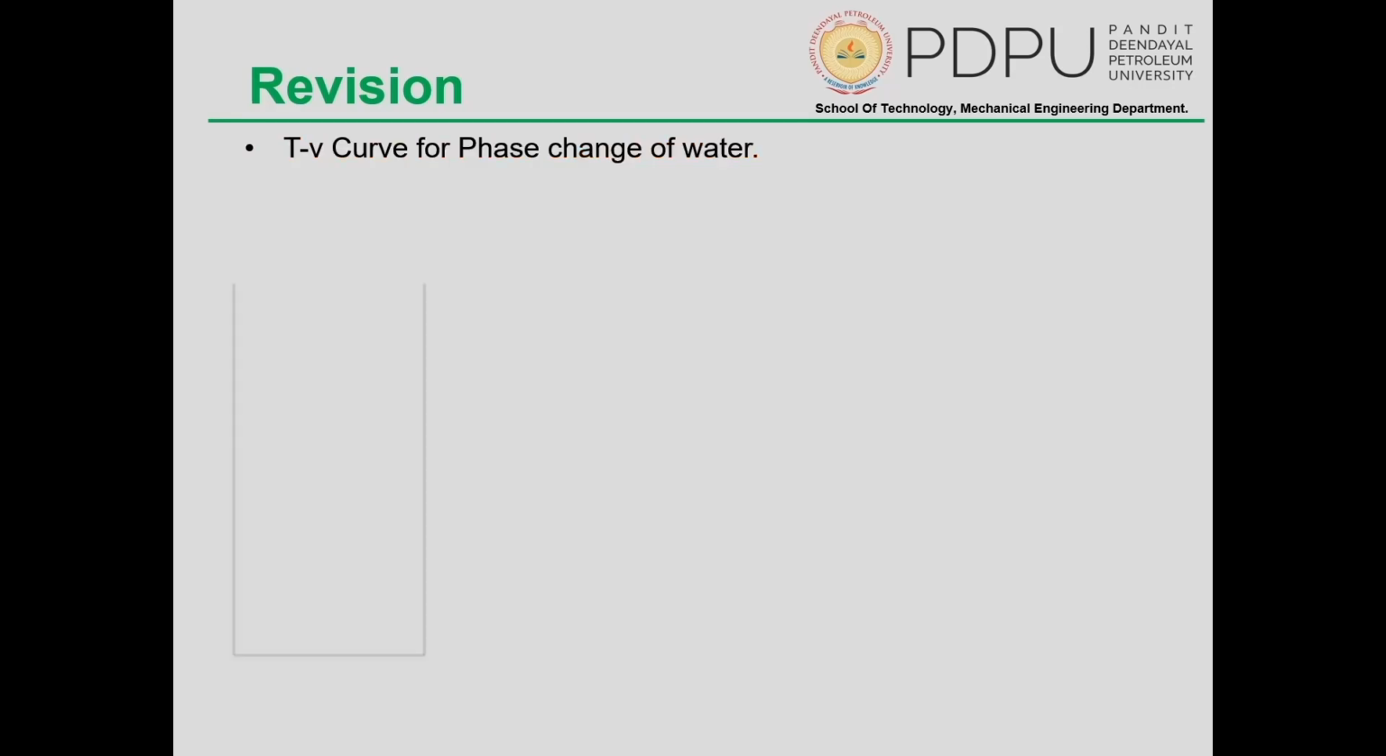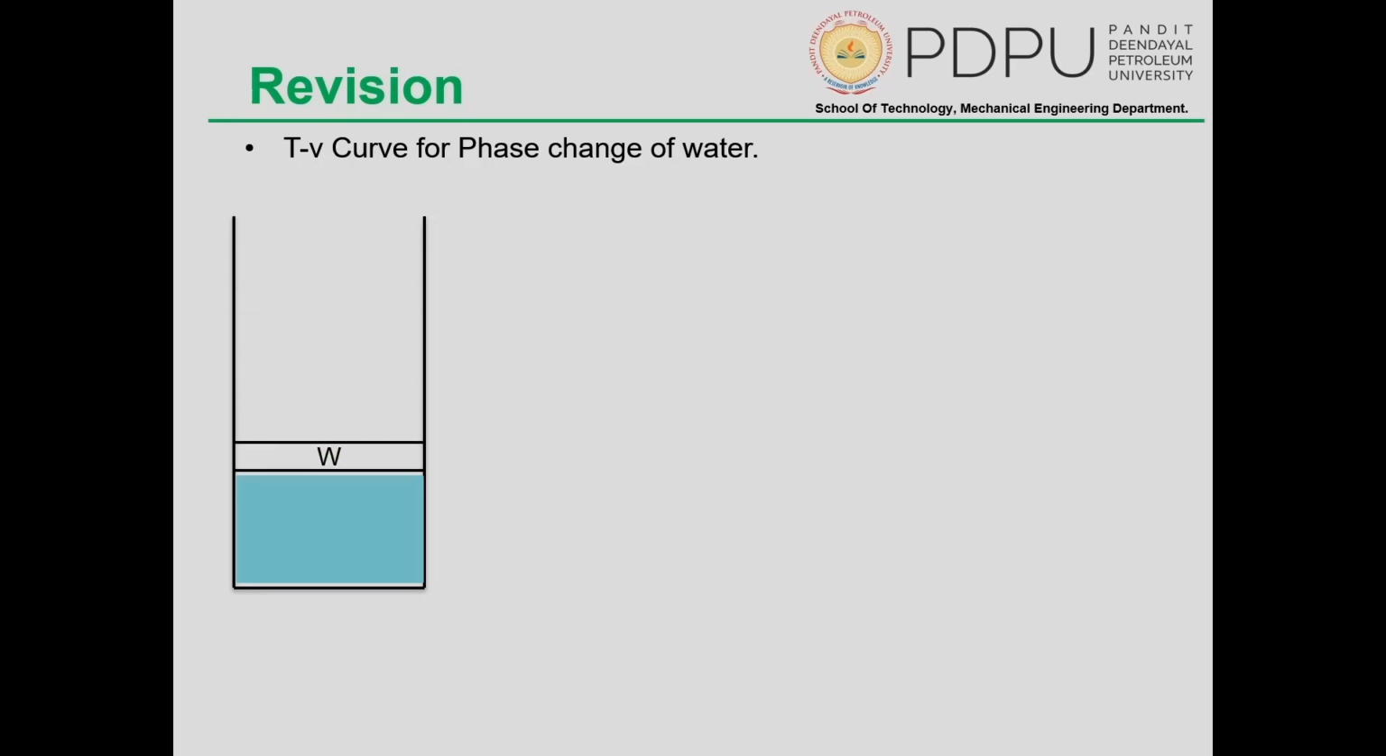So in this one, we had taken an experiment in which there was a cylinder with the area of, let's say, small a. In this cylinder we had put a certain amount of water, and on top of that we had put a piston with the weight W. So what we wanted to do was plot the temperature and specific volume curve with specific volume on the x-axis.